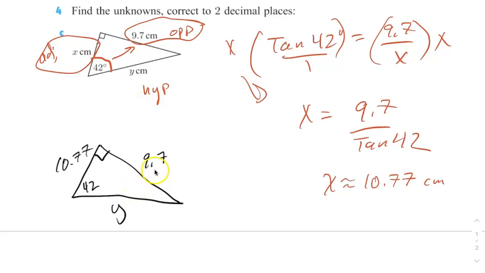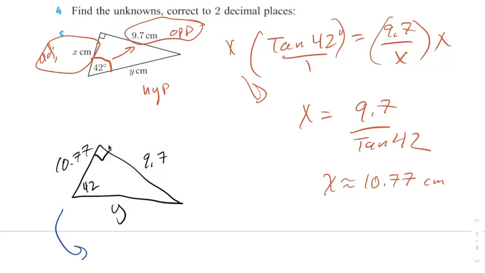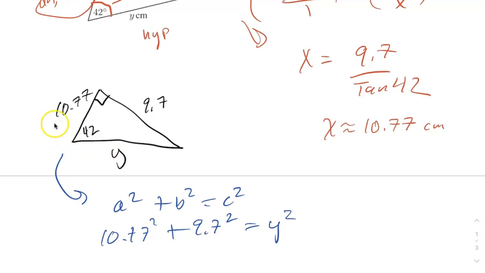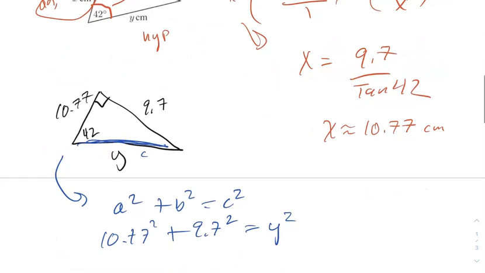Or since it's a right triangle and you have two sides, you could just do a squared plus b squared equals c squared, Pythagorean theorem. So 10.77 squared plus 9.7 squared equals y squared. And then we'll take the square root of both sides to find our answer. Right, this is a hypotenuse. Remember, hypotenuse is always your c. That's the important part. Everything else doesn't matter. So you can do it that way, or you could just set up another equation. It's your choice. Either way, you get the same answer.